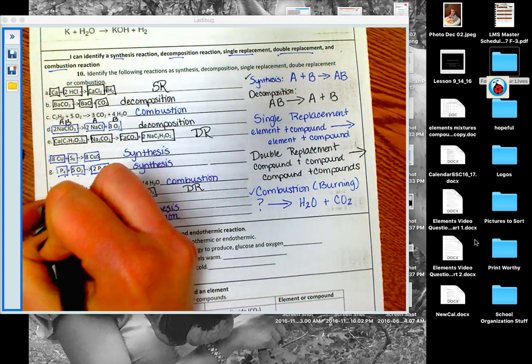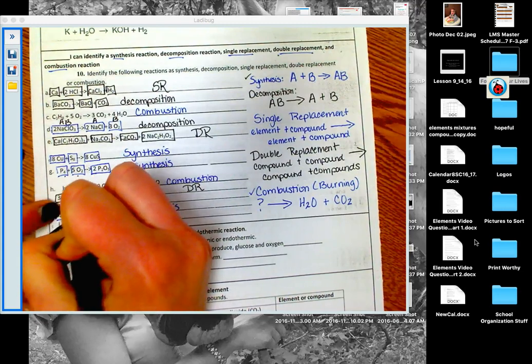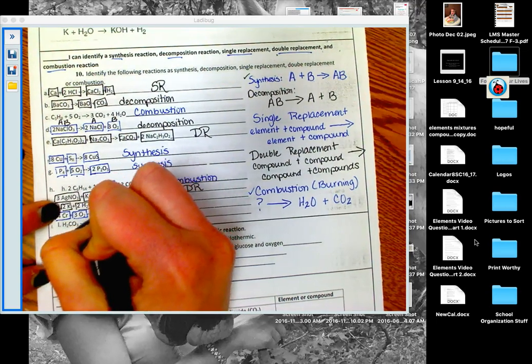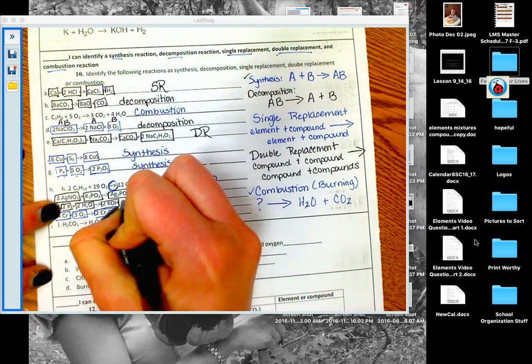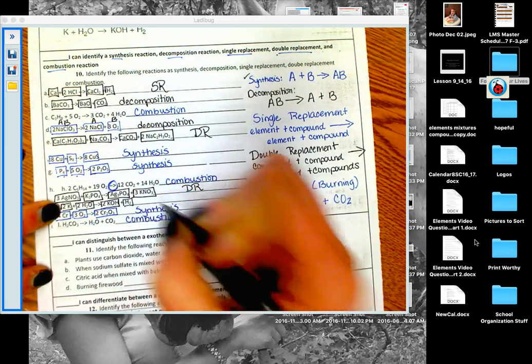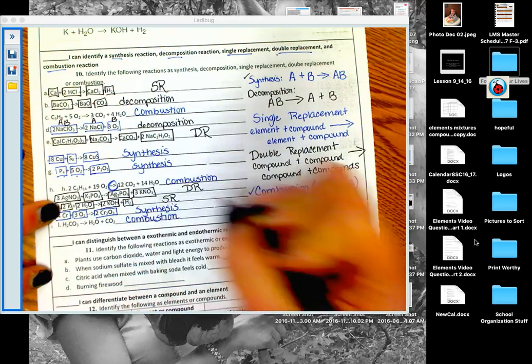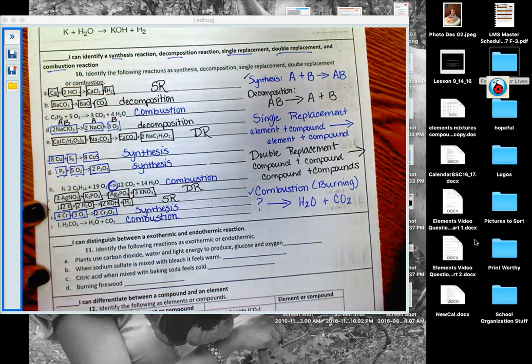You come down here to this one, you have an element. This is why it's so important to know the difference between elements and compounds. You have to be familiar with that. Remember, you can't find a compound on the periodic table. You can only find elements on the periodic table. And that's going to be a single replacement.